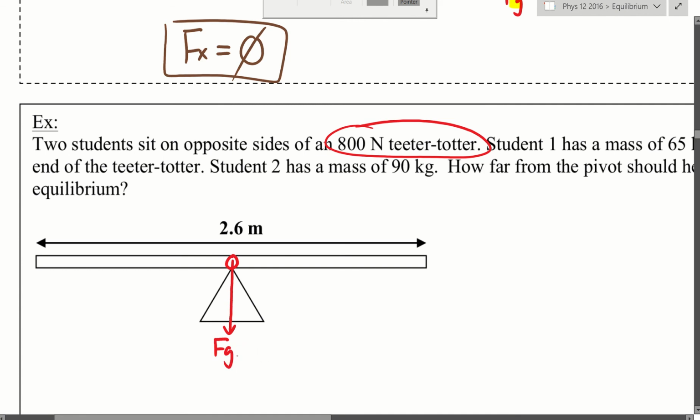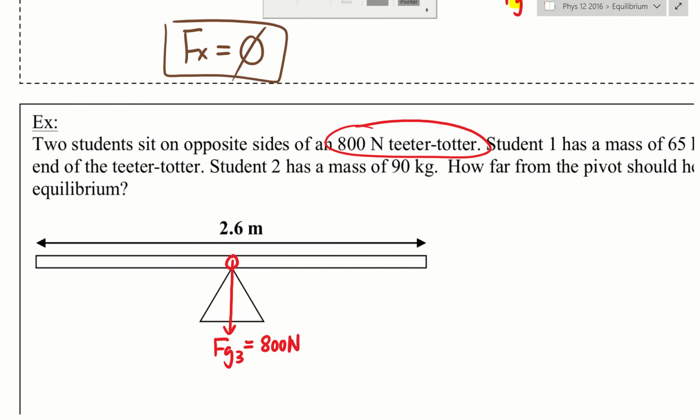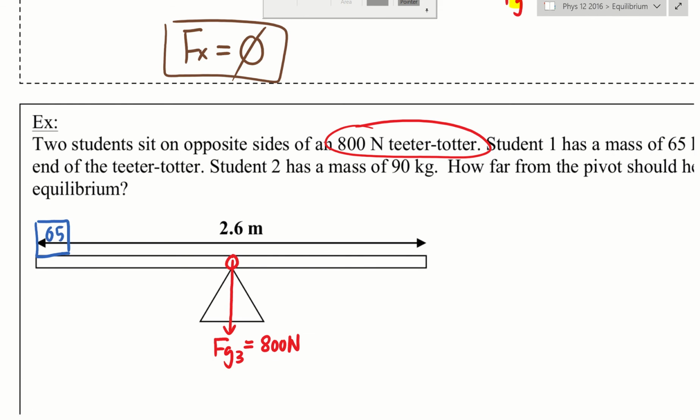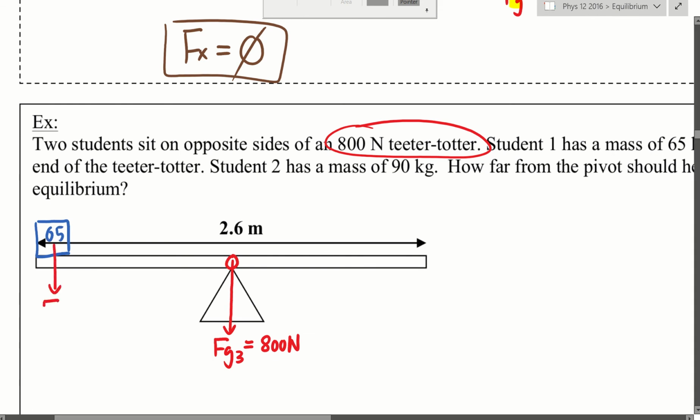I'm going to name them. Let's name this FG3, which is 800 Newton. And let's put the kids in there. So kid number 1 and kid number 2. Now, I'll put kid number 1 on the very far edge and call it FG1. And I will put kid number 2 somewhere closer. Now, why? Because kid number 2 is actually heavier at 90 kilogram.